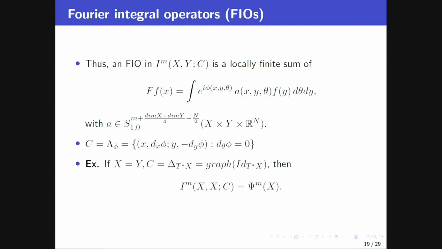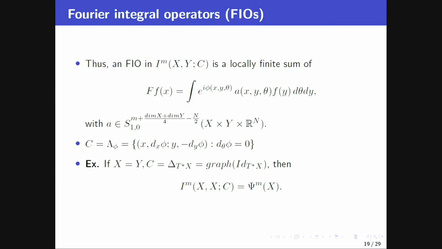We have the canonical relation, which is lambda phi. So what is lambda phi in the product space? Very similar. X, d_x phi, Y, d_y phi such that d_theta phi equals 0. Same recipe. The derivative with respect to X and Y such that d_theta phi equals 0. We put a minus here. Yeah, we talked about this before.